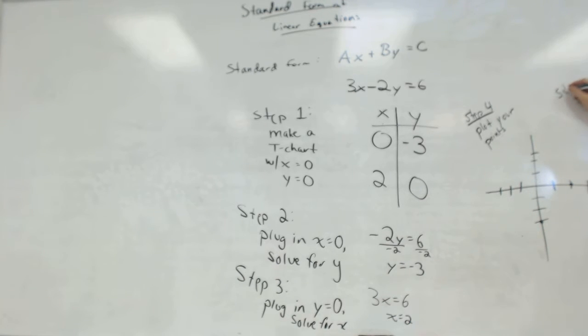Step 5, what's the only thing we have left to do? Connect the points with a line. So I'm going to connect these 2 points with a straight line. Ideally, I would use a ruler. And I just have to remember that line goes on and on forever in this direction. There are more points on this line than the ones that I found. I just found 2 points to draw the line.